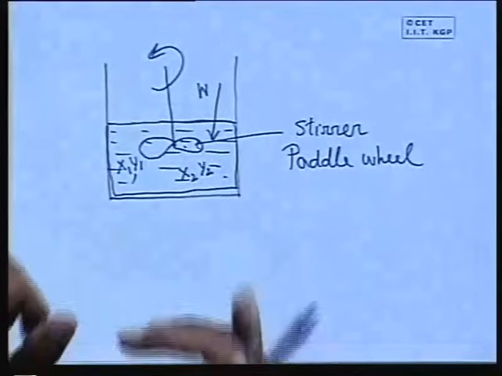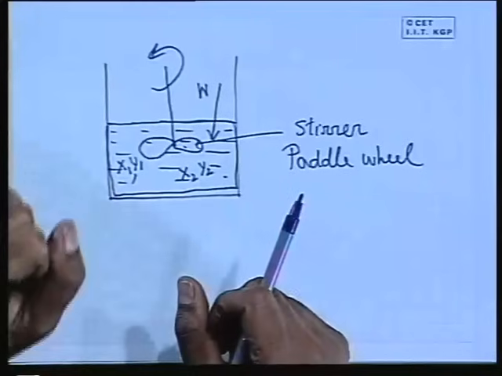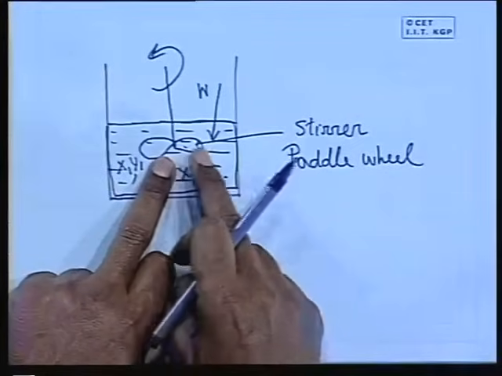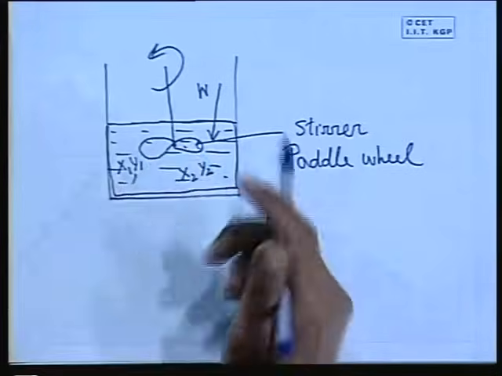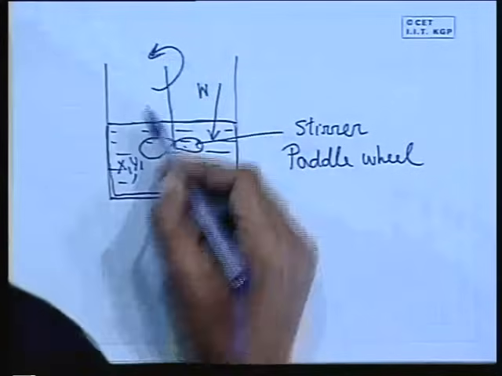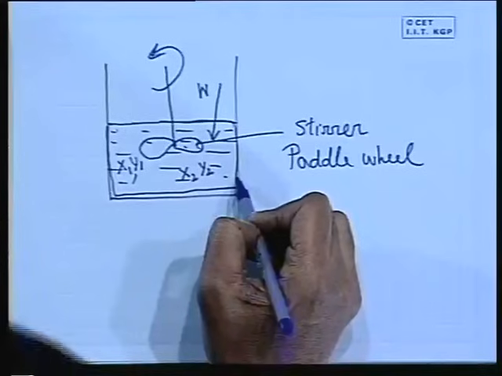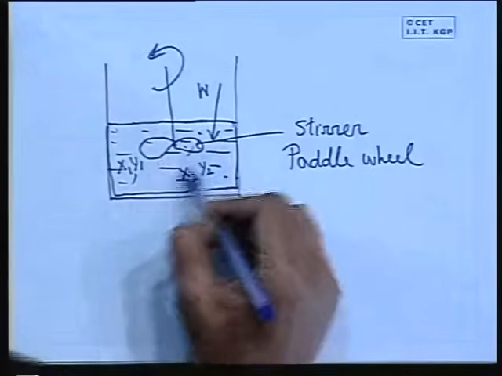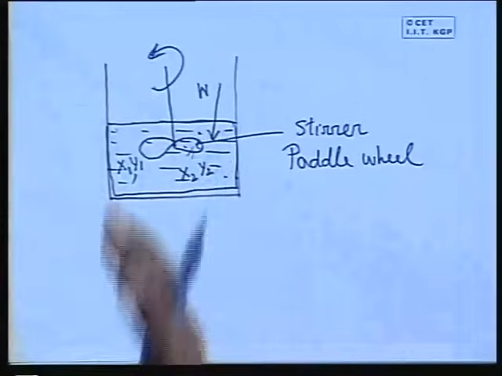But this type of work transfer is known as paddle wheel or stirring work. But one very important difference between the PDV work and this work is that here friction is very important. Because of the friction, the work is done. If you want to rotate a stirrer or paddle wheel within a fluid as a system, and the fluid has no friction, no viscosity, no work is required to rotate it. Therefore, here friction is the agent for the work to be transferred to the system. So this is the dissipative work, but it is work transfer.